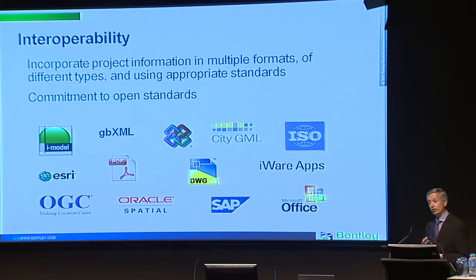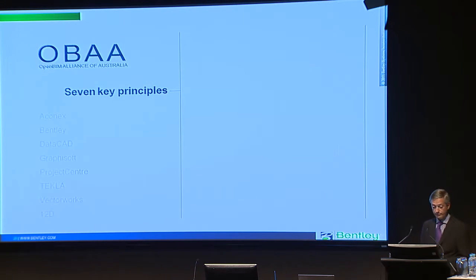Now, to do that, interoperability becomes really important. Going back to what I was saying about open standards, it's no longer the case of trying to get everybody on a project using product A or vendor B or system C. There's a whole range of these different things out there. And these are just some of the open standards that we use in the industry. I mentioned gbXML for environmental and energy analysis, OGC for geospatial information, there's SAP, there's Microsoft Office, there's ISO standards. There's a whole range of these things out there.